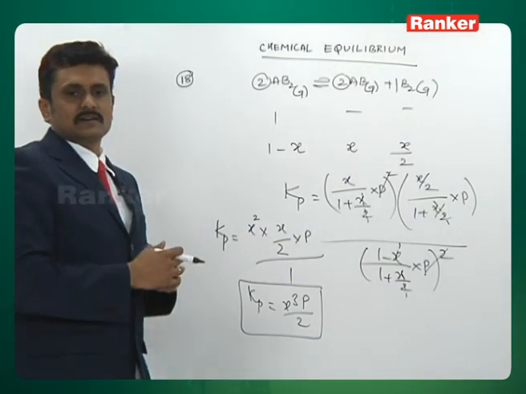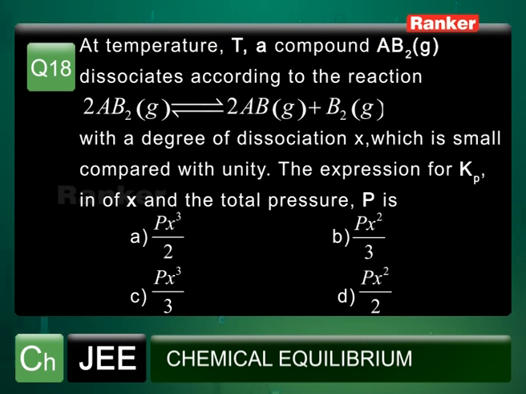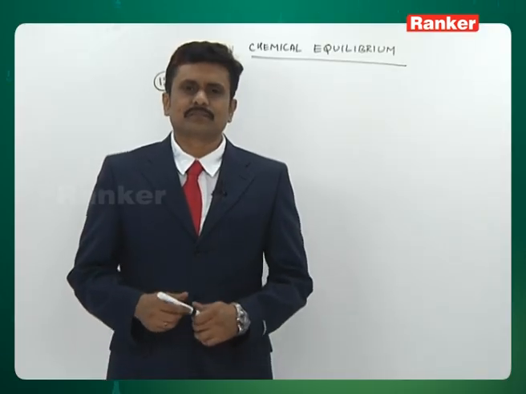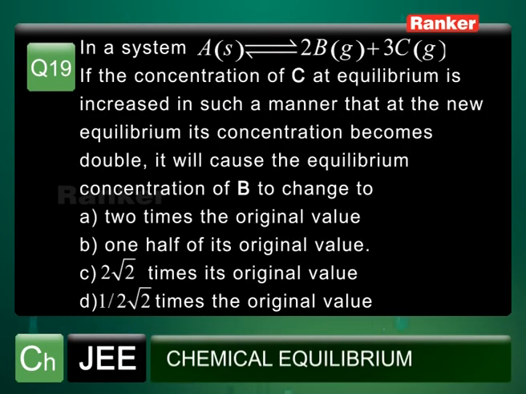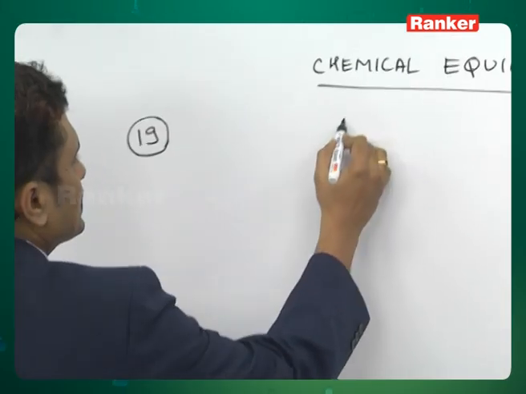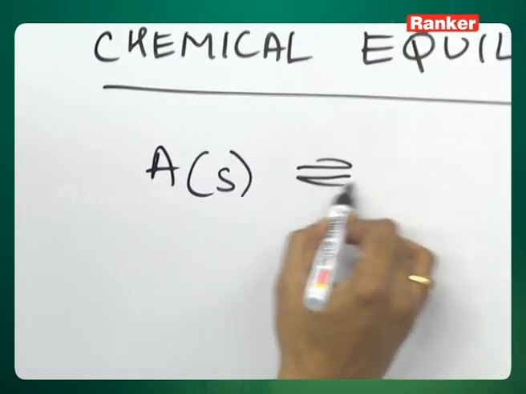Now the correct answer for this question is option A as per this. We have an equilibrium system, and if the concentration of C at equilibrium is increased in such a manner that at new equilibrium its concentration becomes exactly double, then it will cause the equilibrium concentration of B to change too. I mean to say, first you need to write the concerned equilibrium reaction in such a case.